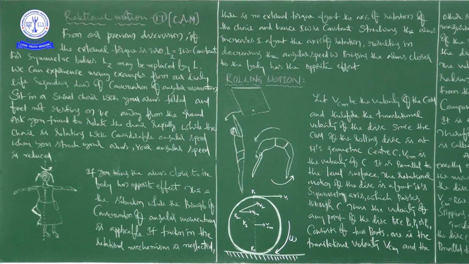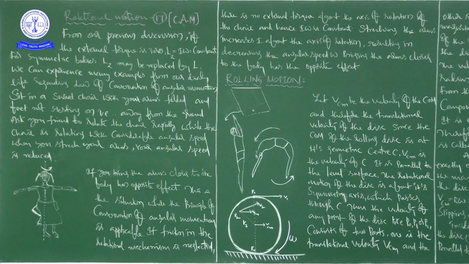In that type of chair, a girl is sitting and she is stretching her hands. This is the picture. It is one of the examples which happens in our daily life. Here we are going to discuss the law of conservation of angular momentum, or simply conservation of angular momentum. The concept of conservation of angular momentum we are going to discuss in this example.